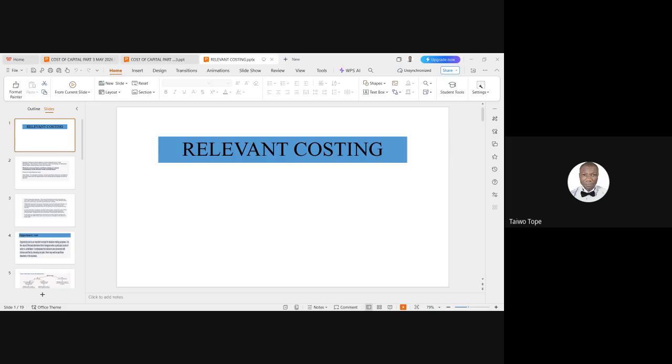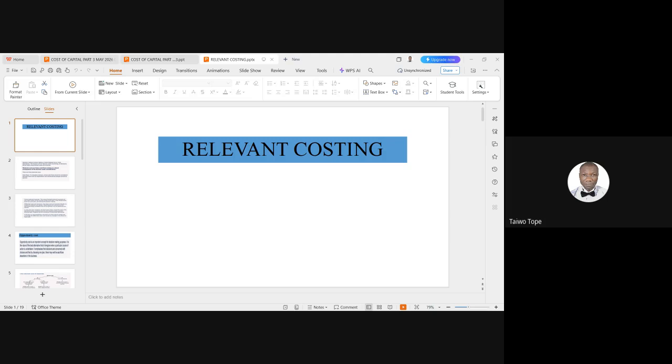So in relevant cost, the issue of past costs is not being considered. Please take note. Past costs are not considered, and past costs are referred to as what? Sunk costs. There are too many names for sunk cost. So costs that have been incurred in the past are not relevant to future decision making.